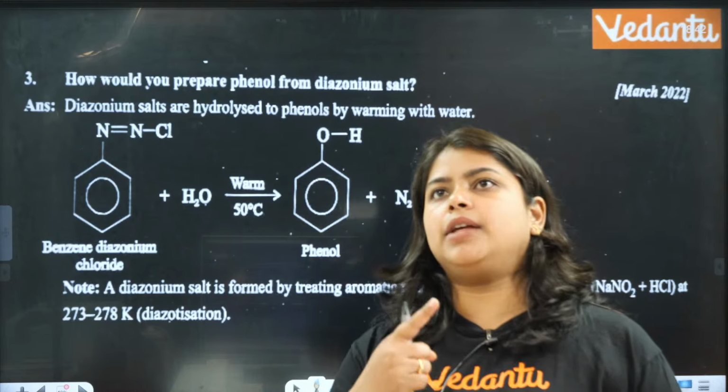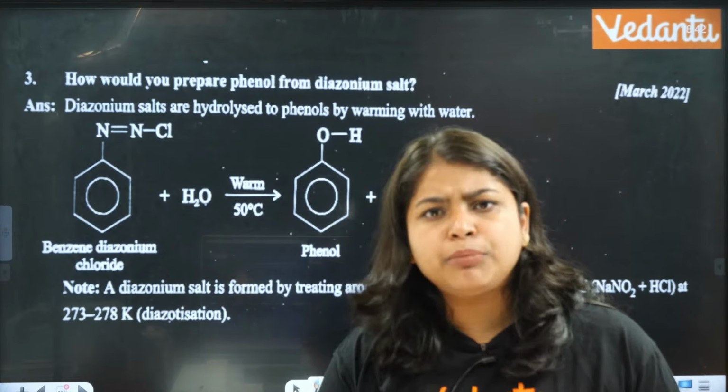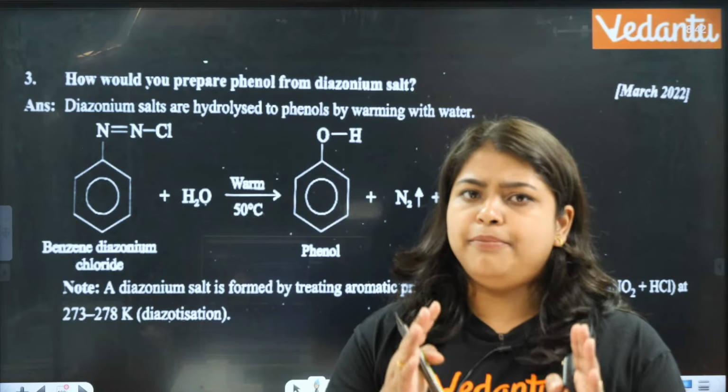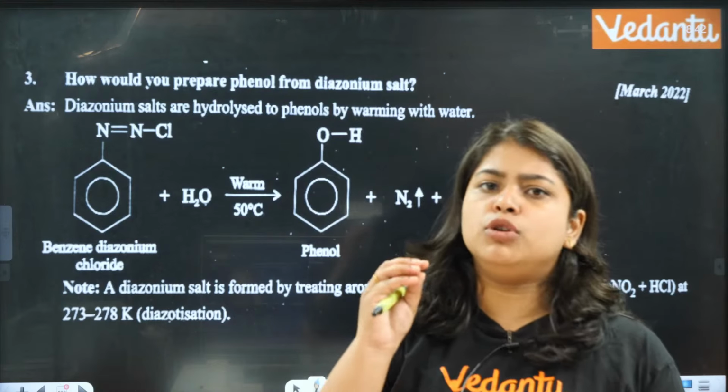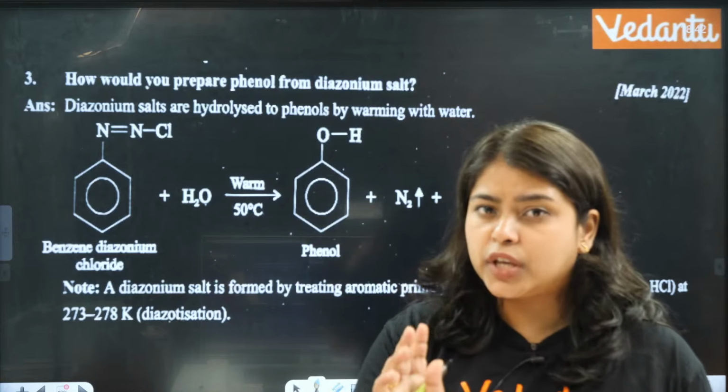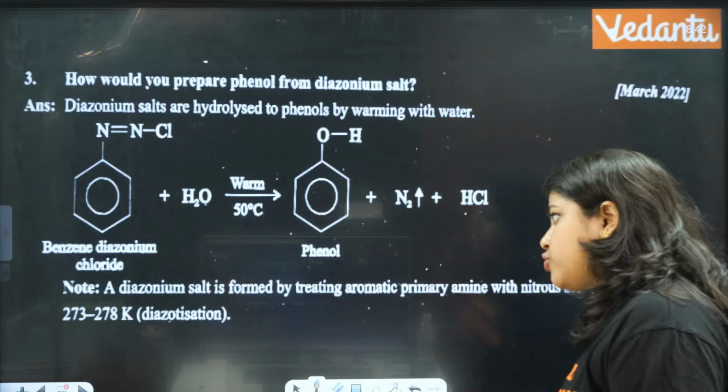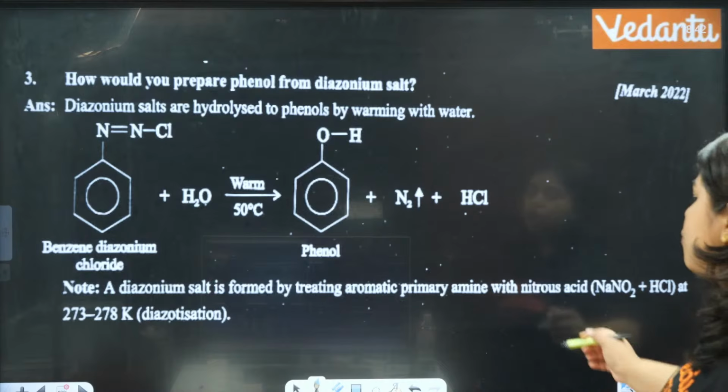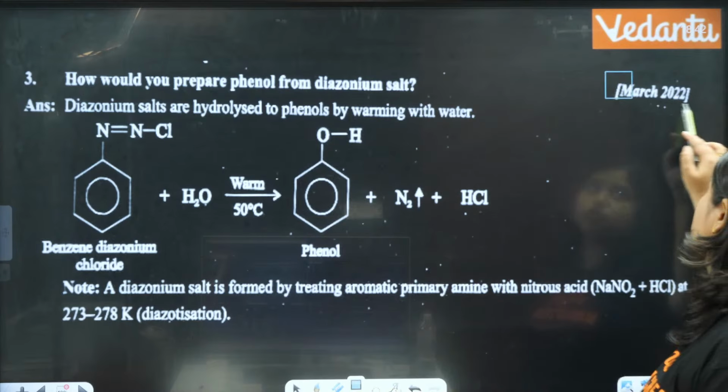We have prepared it from diazonium salt, and we have also done the cumene process. So there are almost 4 types of preparation of phenols. In those 4 types, one is fixed. Now they have asked about the diazonium salt. This is very important, and it was actually asked in March 2020.